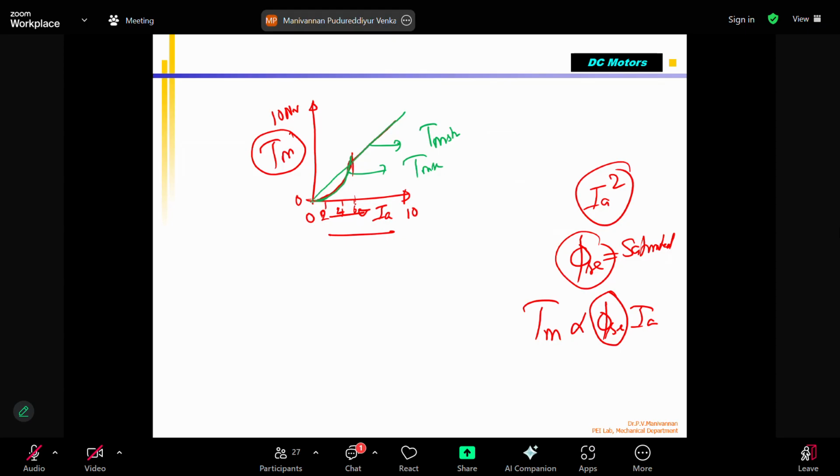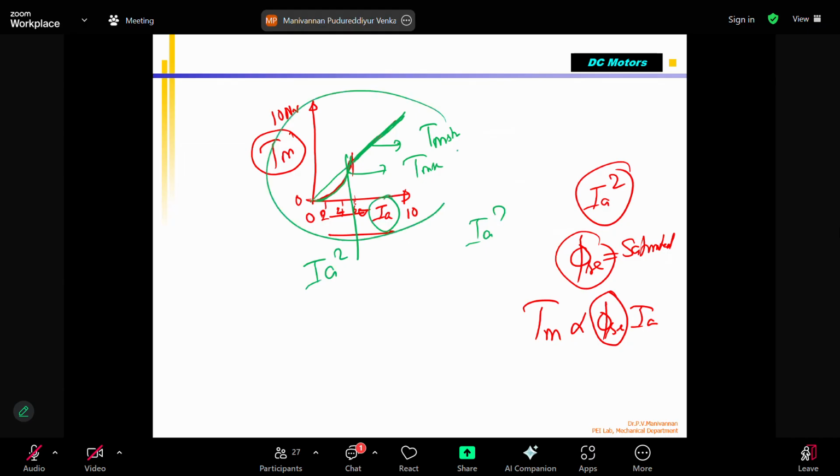Because it produces very high torque at initial stages, and after the core saturates, the torque production becomes linear. It is directly proportional to IA only, not IA square. In this initial region, it is IA square. After the region where the ΦSC, the series coil magnetic field, gets saturated, the torque production is proportional to IA only, not IA square. That's why this is one of the important properties.